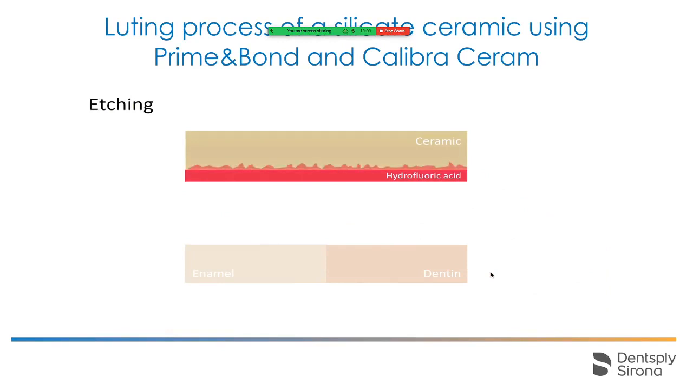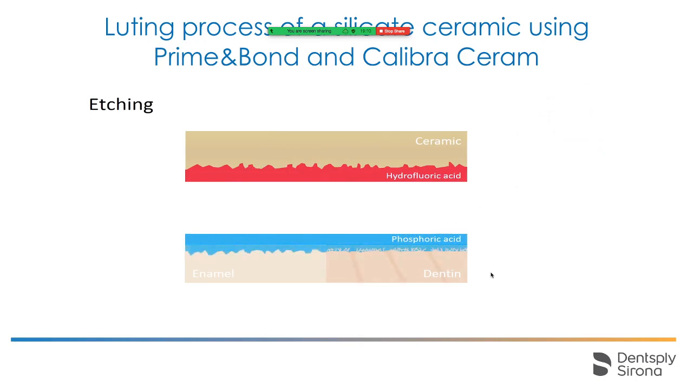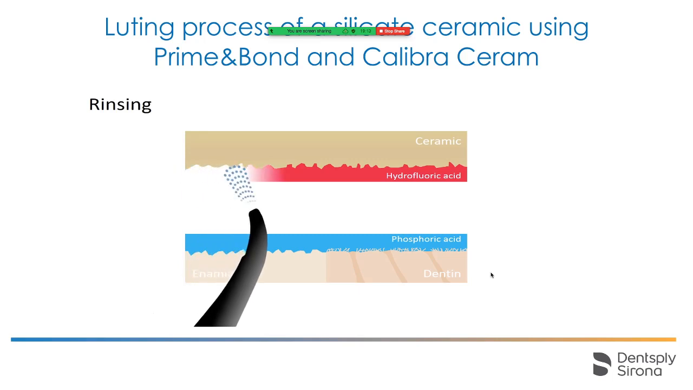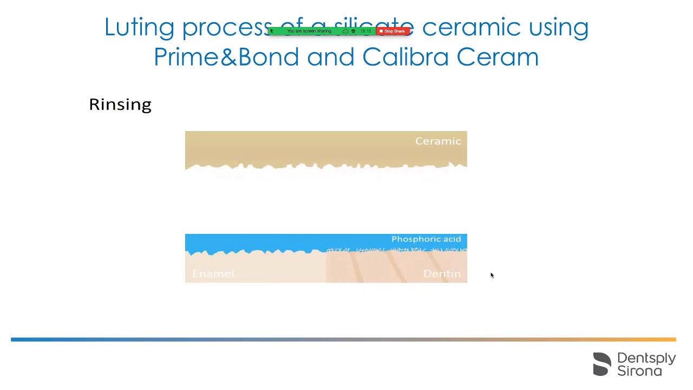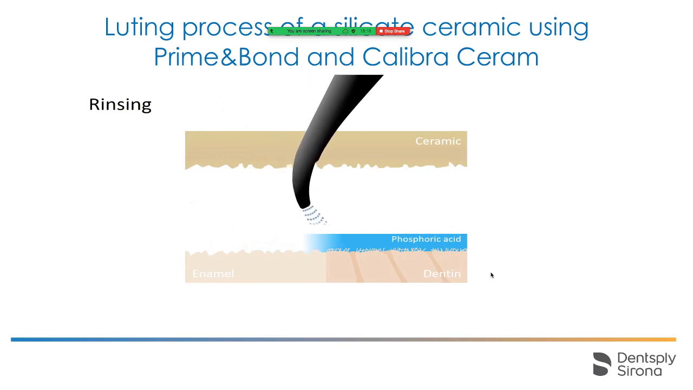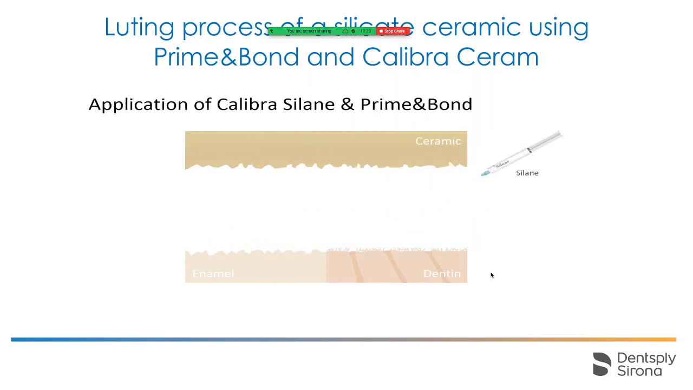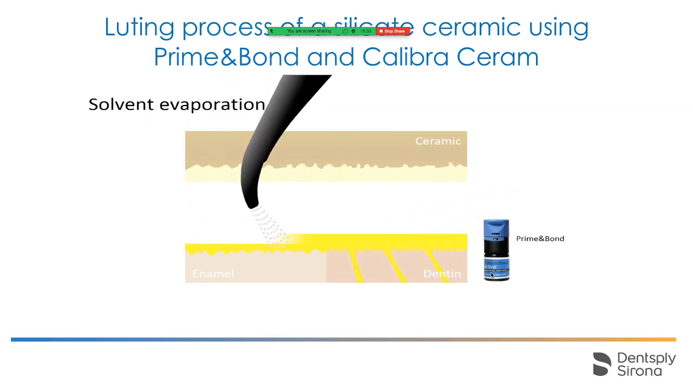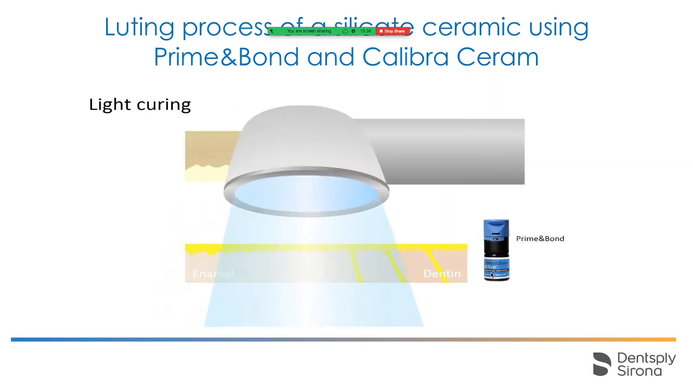the overview of the entire cementing procedure for silicate ceramic. Firstly, the surface of the restoration is etched using hydrofluoric acid. The surface of the tooth structure is etched by phosphoric acid. Both acids are rinsed after a few seconds. Silane is then applied to the ceramic and prime bond applied to the tooth structure. The solvent of the adhesive is air dried. The adhesive layer must be light cured right after application if the wall thickness of the ceramic exceeds 2.5 mm.